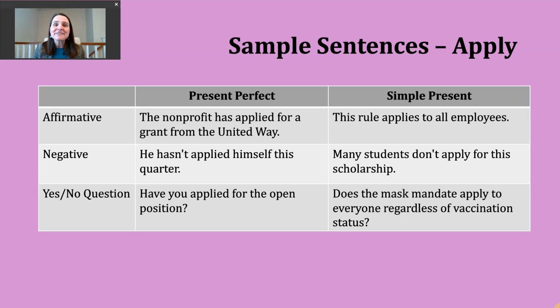Finally, you can make a yes or no question in the simple present by following the structure. Start with do or does, whichever form matches your subject, and the subject comes next, and then you're going to use the base verb. Here's another example. Does the mask mandate apply to everyone regardless of vaccination status? So again, this third example goes back to our first definition of the verb. So to be applicable to someone or something.